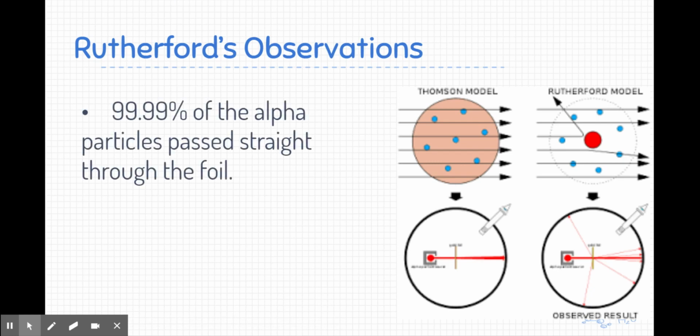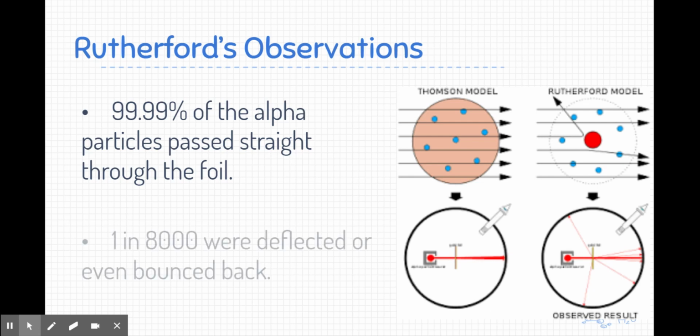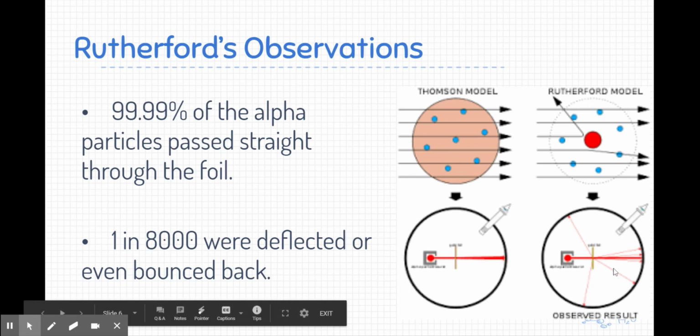So Rutherford did observe that most of the particles passed straight through the foil. Every once in a while, though, something happened. You see the data, 1 in 5,000, 1 in 8,000. Point is, a very small percentage were deflected. They bounced back, either back or at a large angle, as you see down here, as if they were hitting something solid.